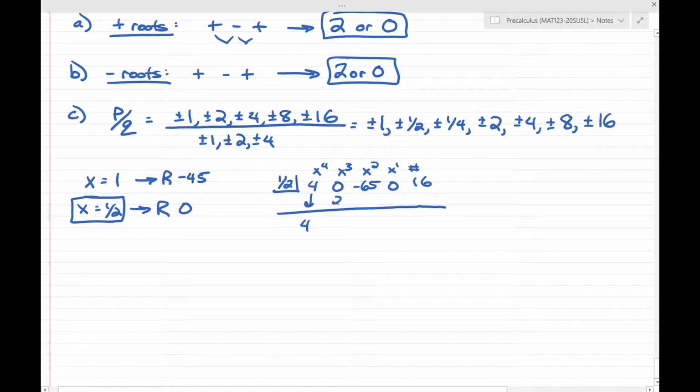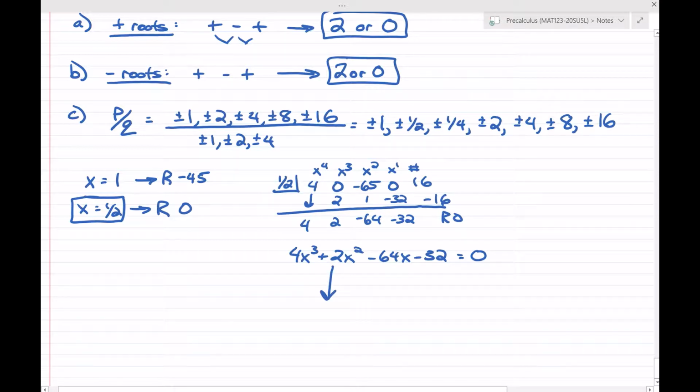So this would be 4, 2, negative 64. Negative 64 times 1/2 is negative 32. So negative 32 times 1/2 is negative 16, remainder 0. And our depressed polynomial would be 4x to the 3rd plus 2x squared minus 64x minus 32. Now this factors. If it didn't factor, we could use the rational root theorem all over again and get this down to a quadratic. And from a quadratic, we could factor, complete the square, or use the quadratic formula. But this one actually factors also.